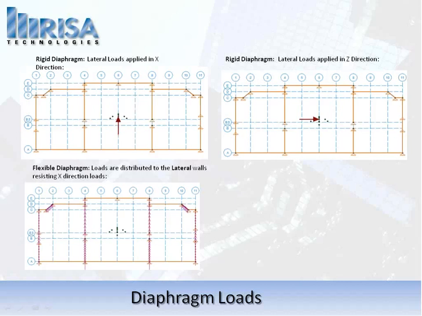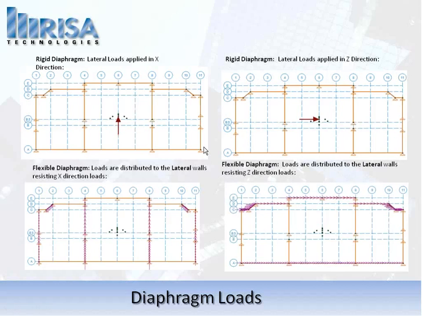And this picture shows us that any portion of a wall that's in the X direction will resist that. So these angled walls will get their portion of that load distributed to them as well. Same thing in the other direction. This is loads in the Z direction. We see that we have loads applied and distributed in the Z direction, and right after solution, we see that they are distributed to the walls that are resisting in the Z direction.